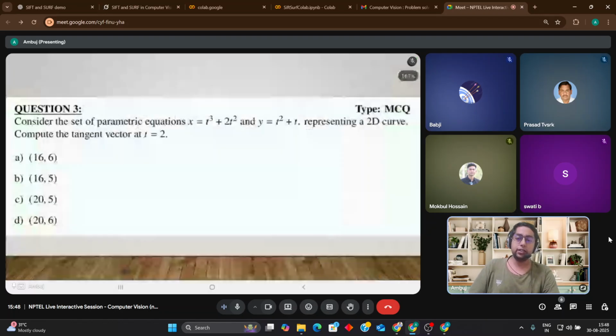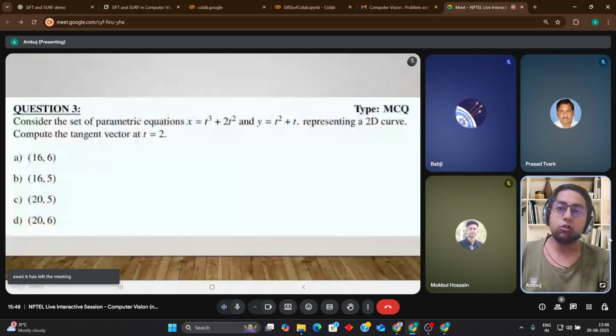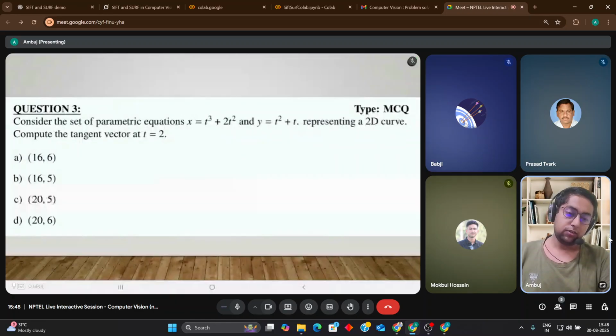Then question number 3: consider a set of parametric equations x equal to t cube plus 2t square, and y equal to t square plus t, representing a 2D curve. You have to compute a tangent vector at t equal to 2. Very simple question, you must have solved this in class 12th also. Please try to solve and tell me the answer. Take 5 solid minutes, very important for you to understand this.